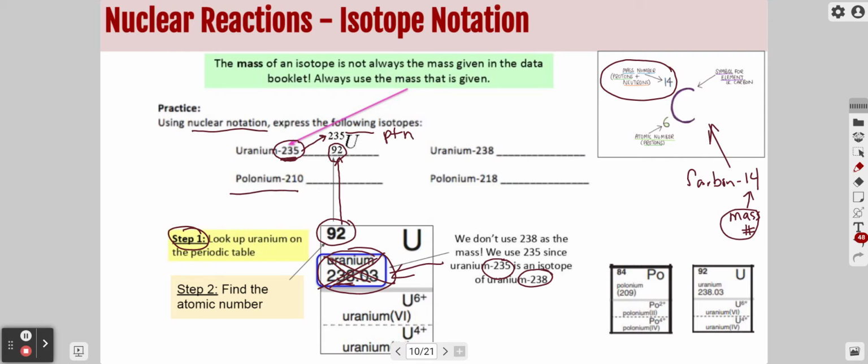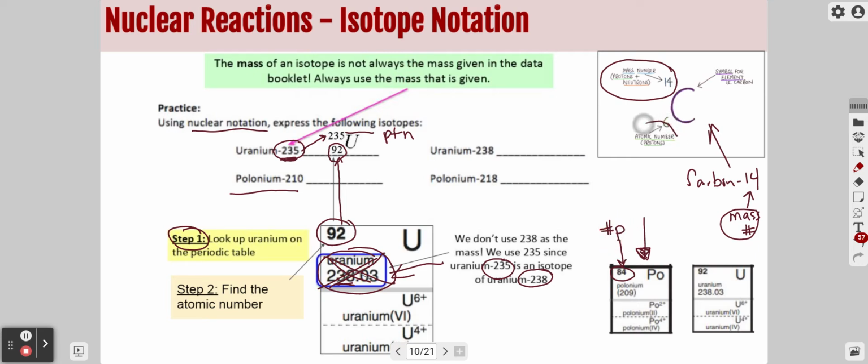All right, as soon as you see that, first off, you're going to have to look up polonium in your data booklet. You have the whole periodic table in your data booklet. So find polonium. You can see its atomic number is 84. That'll help you find it on the periodic table too. All right, so the atomic number is 84. Remember, atomic number is the same thing as the number of protons.